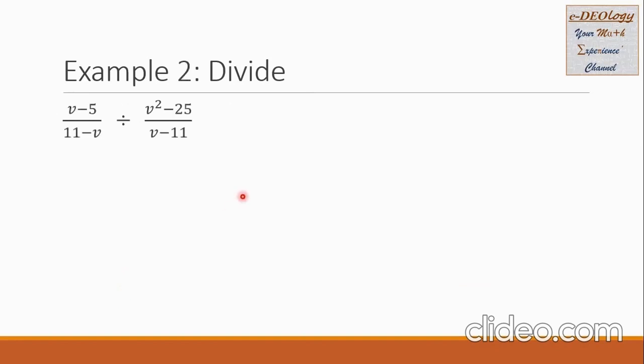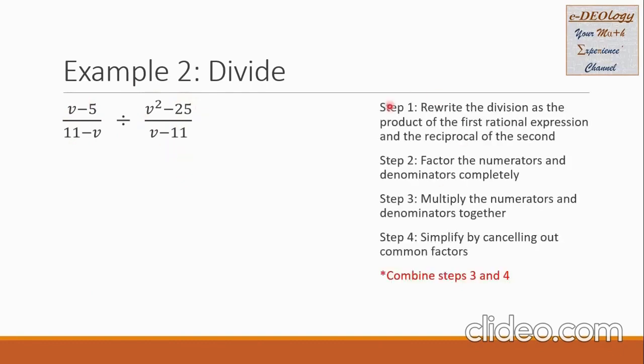Let's have example 2. Divide the rational expressions v minus 5 over 11 minus v divided by v squared minus 25 over v minus 11. So I wrote all the steps here.